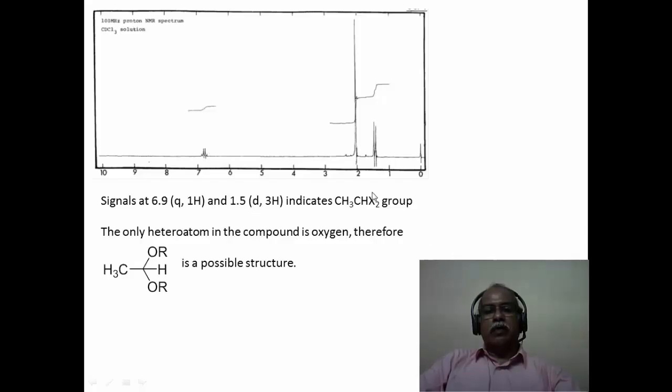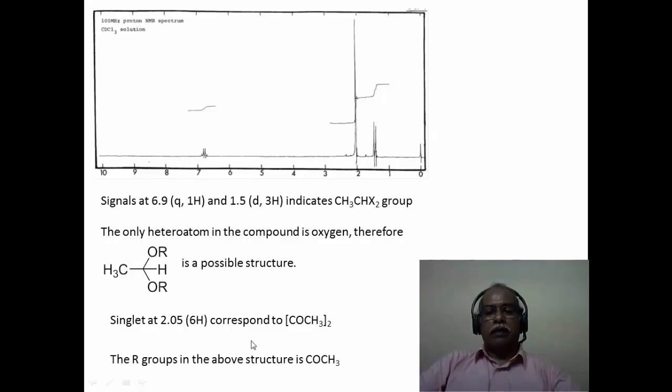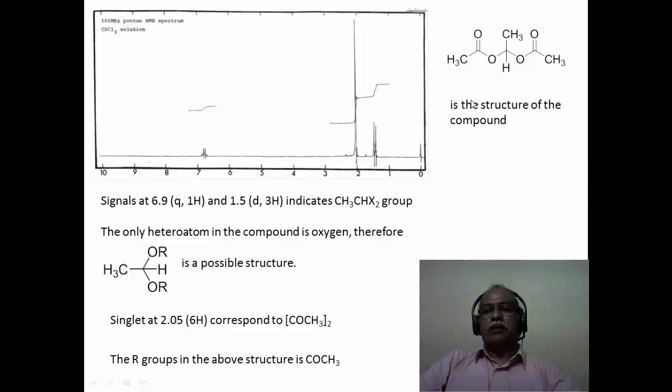Because it is connected to two electron withdrawing functional groups, it comes at a high delta value of 6.8 or 6.9 or so. So the only heteroatom being oxygen, the only possible structure is that this has a CH3CHOR kind of structure. The R group, of course, is an acetyl group, which is seen here in the NMR spectrum as a singlet of 6 hydrogen intensity. So this is 1 hydrogen intensity, this is 3 hydrogen intensity, and this is 6 hydrogen intensity, which takes care of all the hydrogens present in the molecular formula. So the molecule is a diacetate of acetaldehyde hydrate. So this is the structure of the compound.